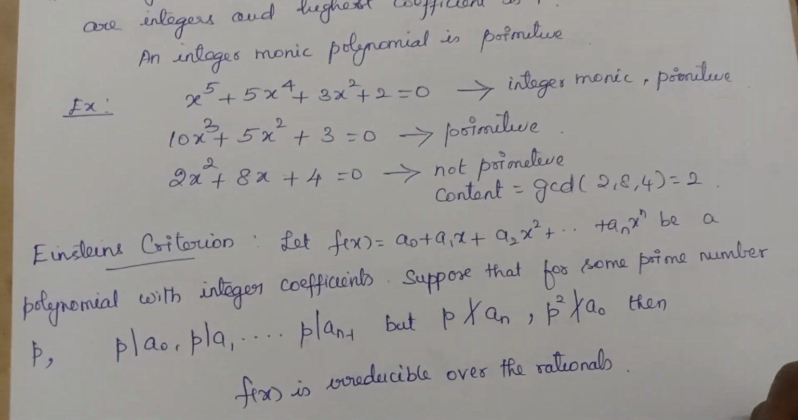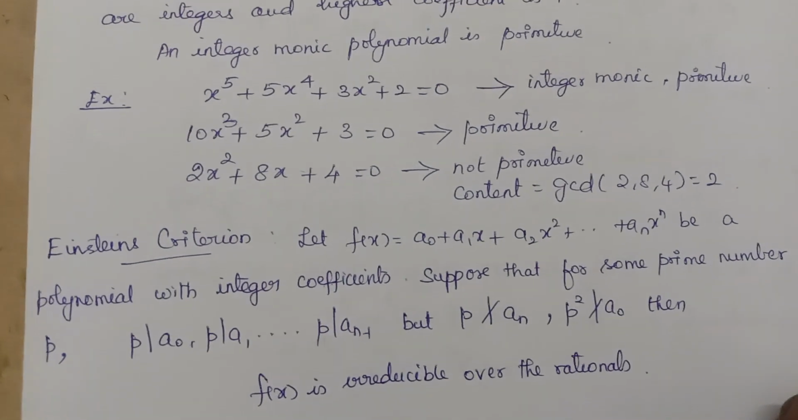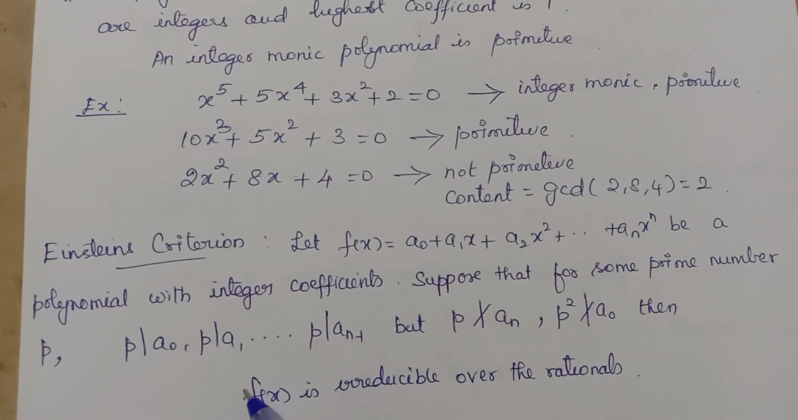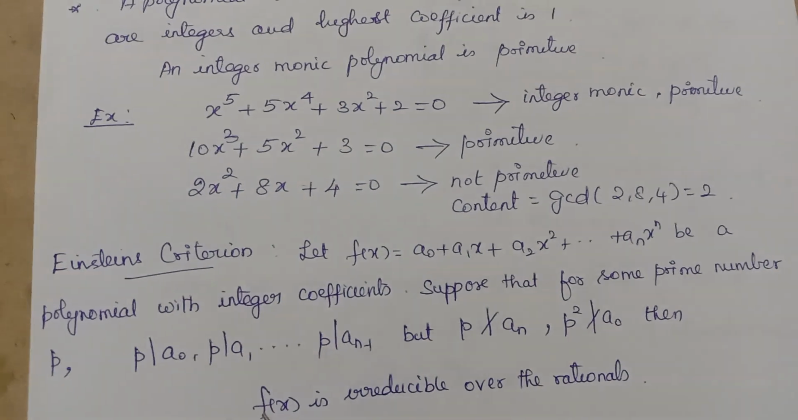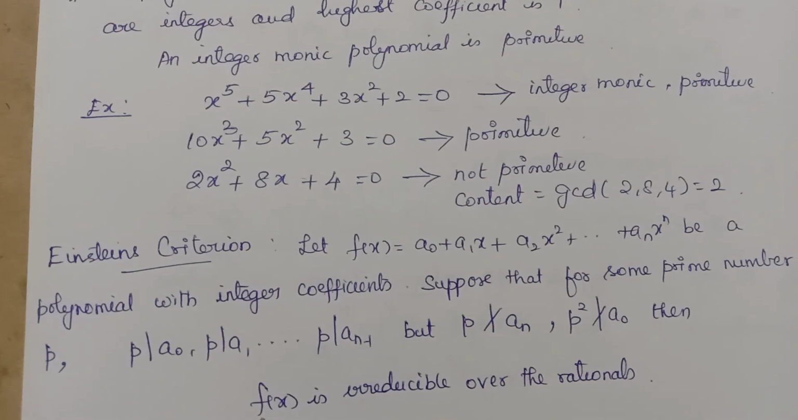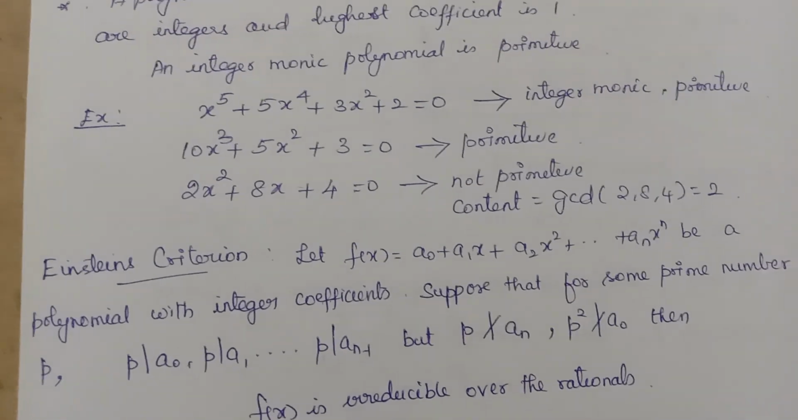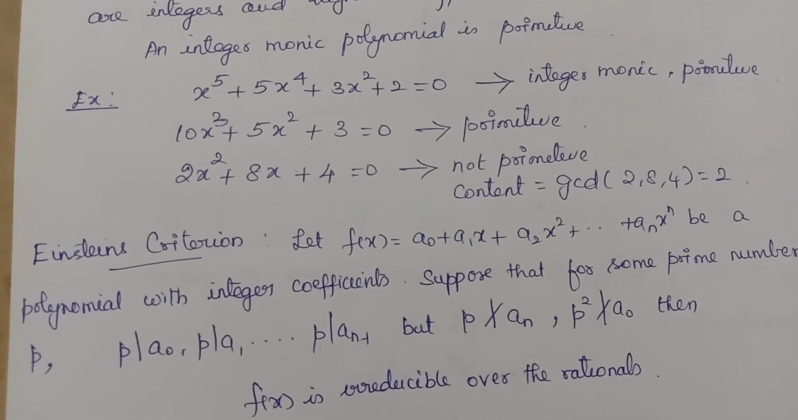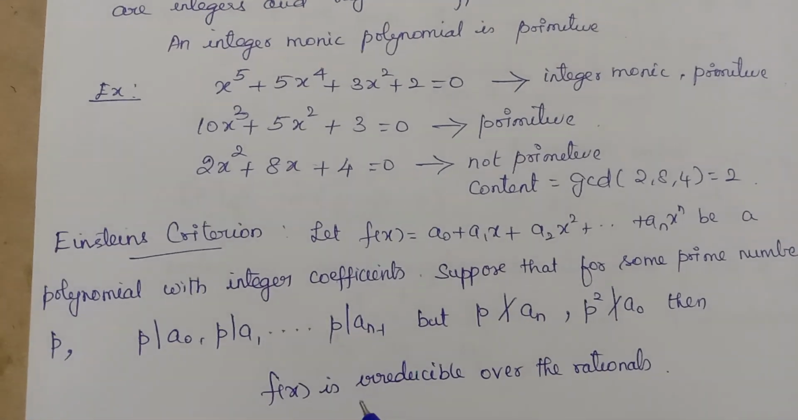Now, in order to check whether a given polynomial is reducible or irreducible, we have an important theorem known as Eisenstein's criterion, with which we are going to check whether a given polynomial is reducible or irreducible. Before that, what do you mean by a reducible polynomial? Suppose a polynomial is given. If it can be written as a product of some factors whose degrees are less than the given polynomial, then it is said to be reducible. Otherwise it is said to be irreducible, right?